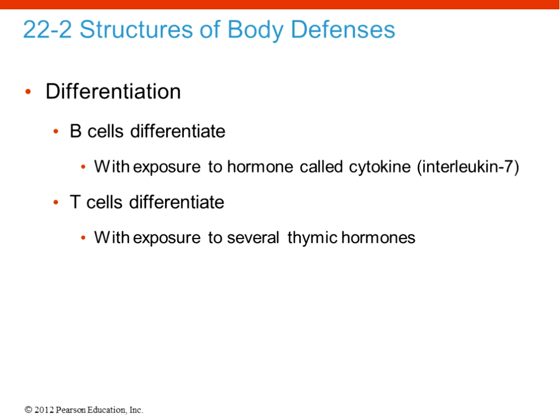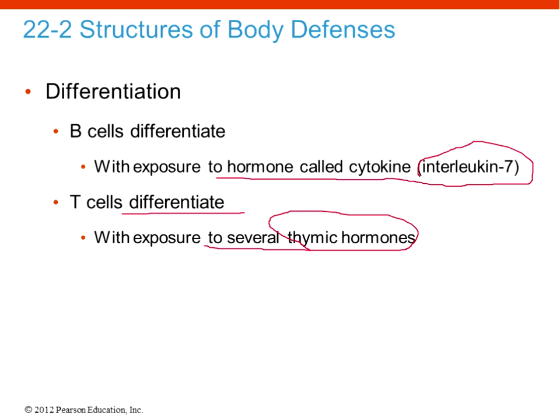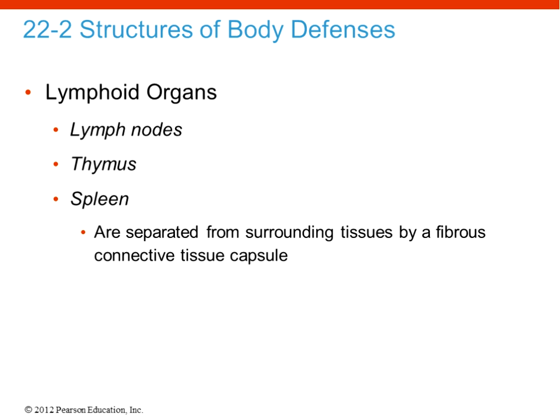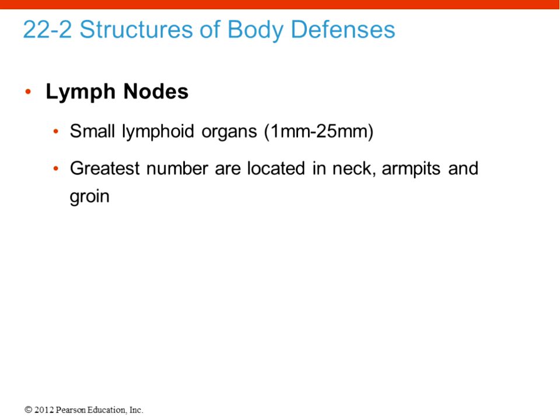All right, so B cells differentiate, as I said, with exposure to certain hormones like interleukin-7. These are bone marrow derivatives. T cells differentiate with exposure to thymic hormones, because those are thymus-dependent cells, so B cells and T cells. Lymphoid organs, again, we talked about lymph nodes already, talked about the thymus, and talked a little bit about the spleen in terms of what those do.